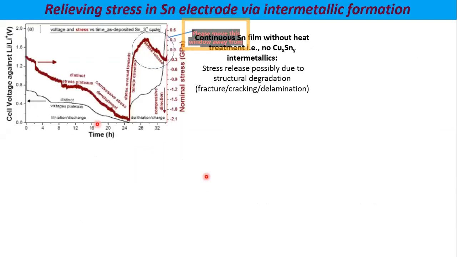Now, what happens during delithiation? Due to plastic deformation of the tin film during lithiation, stress gets released. During delithiation, when lithium starts to be removed from the tin film, stress is suddenly relieved, and toward the end of delithiation a sharp stress release was observed in the tensile direction. Why is this? It is due to the structural instability of the material, an indication that the film gets fractured, cracked, or delaminated.